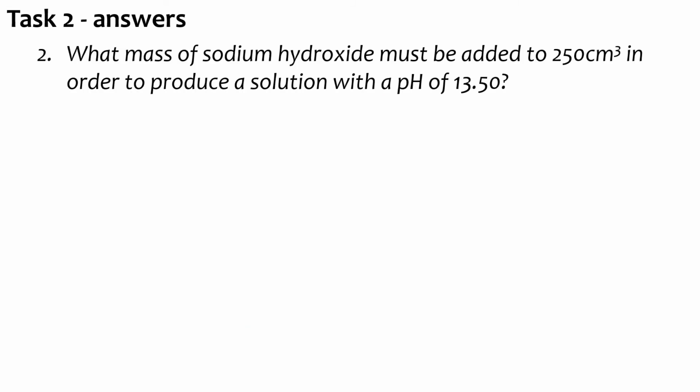Number 2. What mass of sodium hydroxide must be added to 250 centimeters cubed in order to produce a solution with a pH of 13.5? So I didn't do an example of this calculation already, but you approach this in pretty much the exact same way. You're being asked to calculate a mass of sodium hydroxide. Now sodium hydroxide is NaOH, and we want a mass in grams. So you need to think to yourself, what do we know about mass? Mass is equal to moles times Mr, or sometimes people remember it as mass equals Mr times moles. So we are going to need to be looking at moles, and we're going to need to look at Mr. We have got here a volume, which would be better if I highlight that.